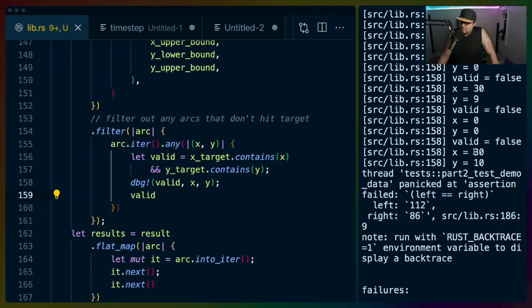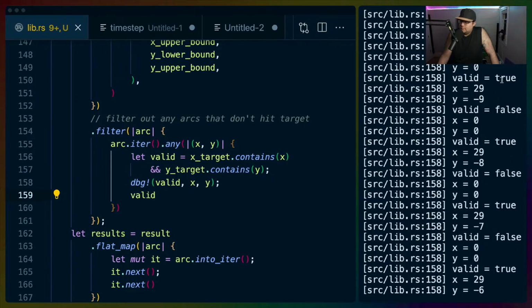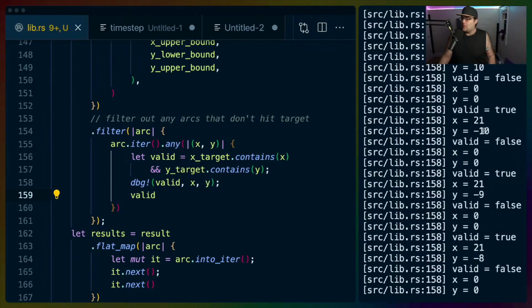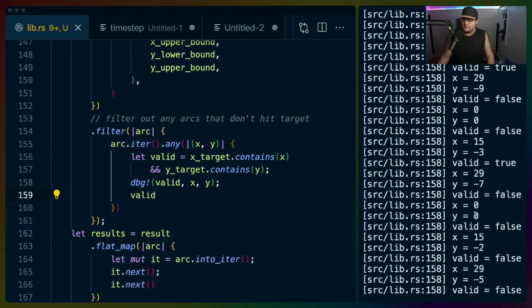So 0, 0, 30, 10. 29, -9 is valid. Yes. 29, -8 is valid. Yes. So 29, anything 29 is basically valid within the range of Y. So this seems fine. 21, -8, like all of that stuff is fine.